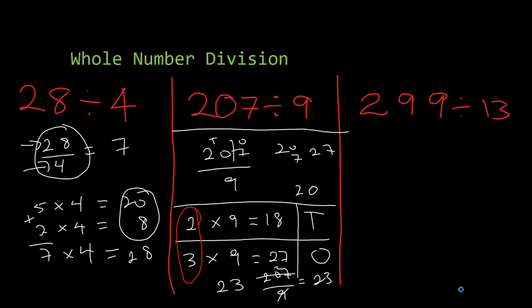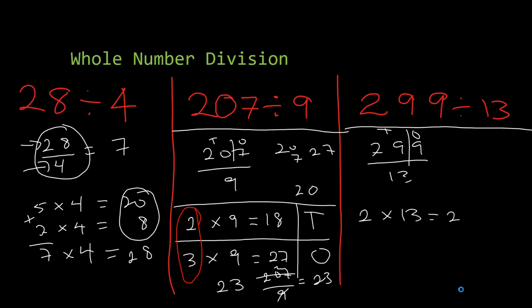Let's say, for example, now we're doing this last one here. 299 divided by 13. Let's first start off by breaking this up into ones and tens. I know that 2 times 13 will give me 26, and that is what I'm going to use for the tens part. I now also know that I will have 3 remaining from that 29, which signifies 3 tens. 3 tens is 30 ones.